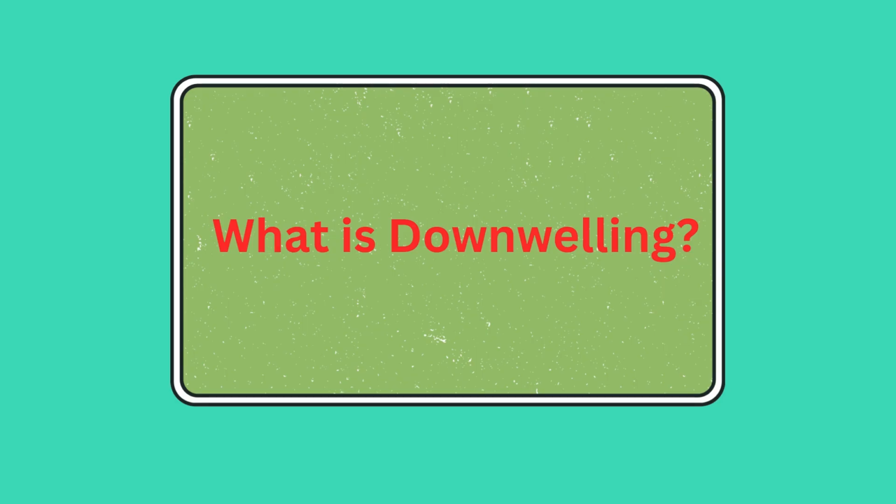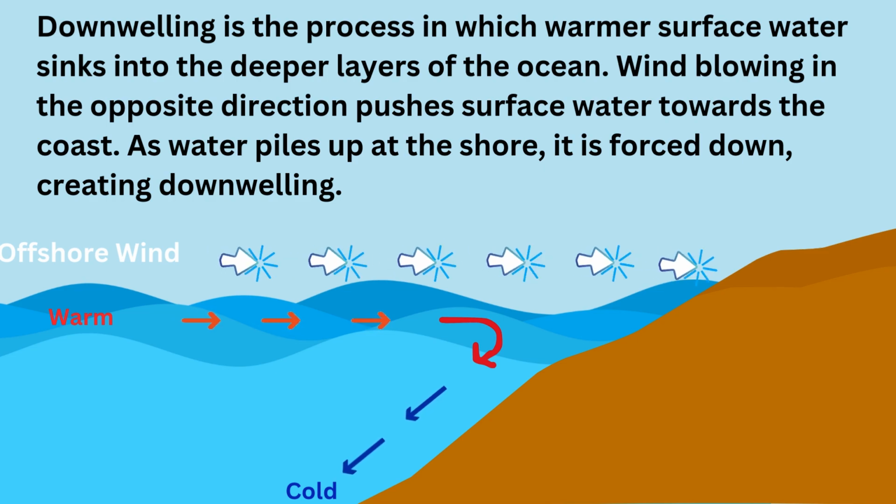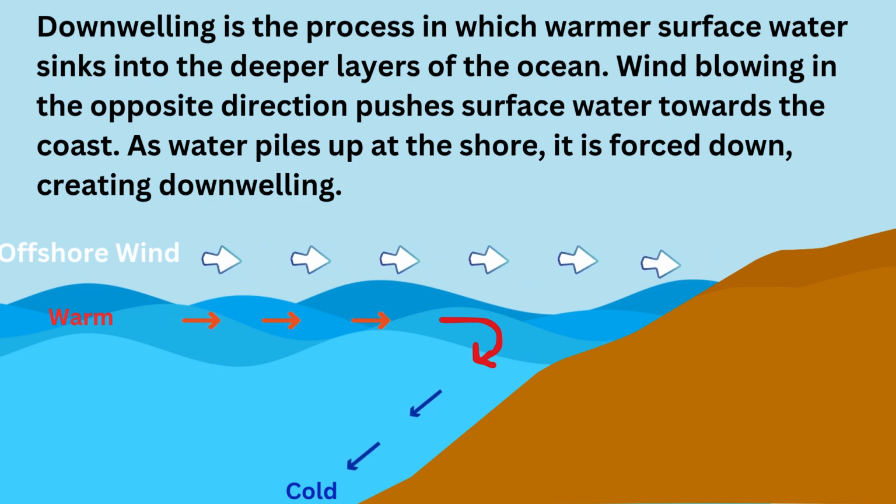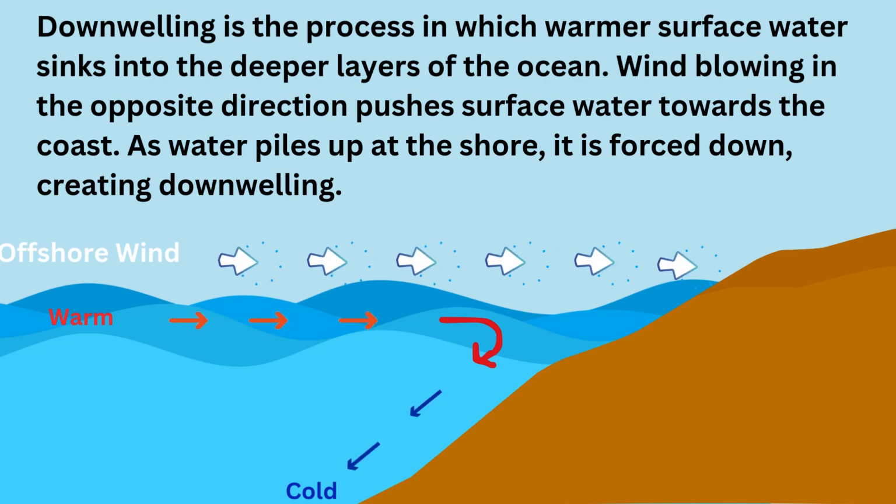What is downwelling? Downwelling is the process in which warmer surface water sinks into the deeper layers of the ocean. Wind blowing in the opposite direction pushes surface water towards the coast. As water piles up at the shore, it is forced down, creating downwelling.